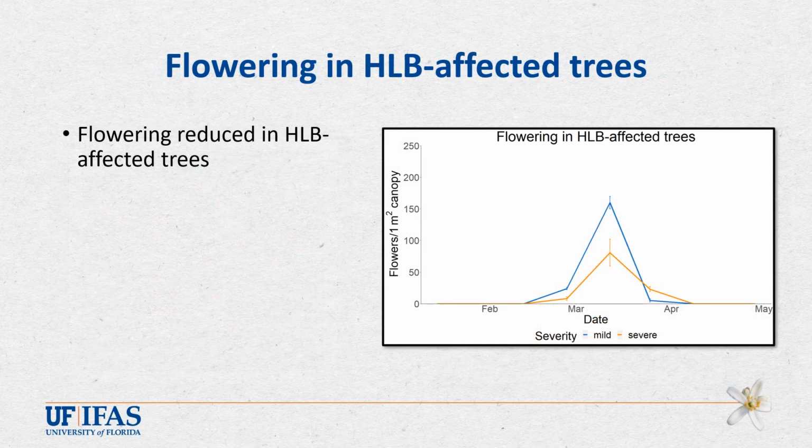In the graph on the right, the date is along the x-axis and the number of flowers on the y-axis. We counted flower numbers using the frames method you just saw. Following these trees throughout the whole flowering period does show that mildly symptomatic HLB-affected trees, the blue line, do produce more flowers than their severely affected counterparts, the orange line. And this difference is largely due to the major differences in canopy density and volume. Simply put, mild trees have more branches available for flower production and more leaves to support flowering.